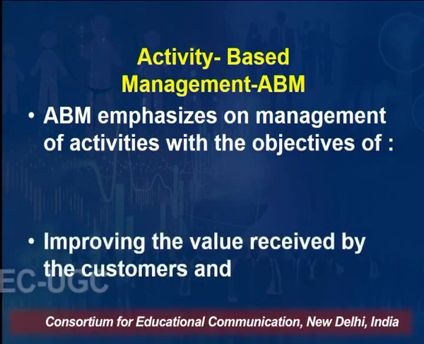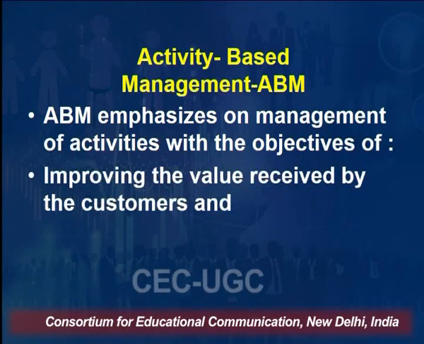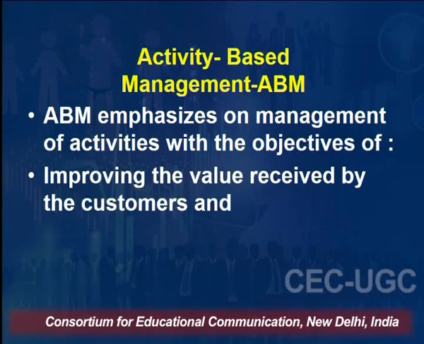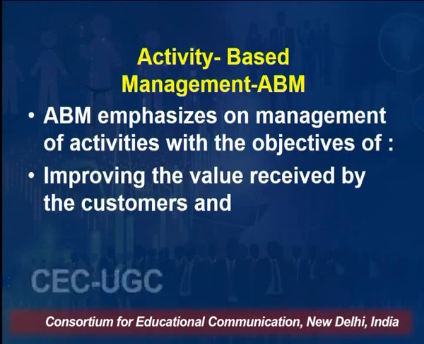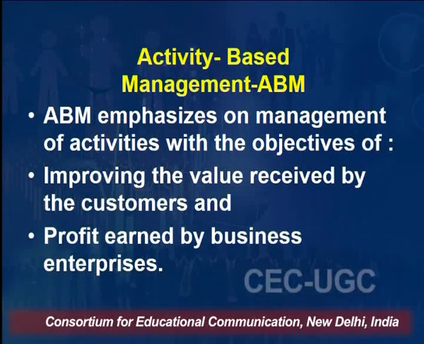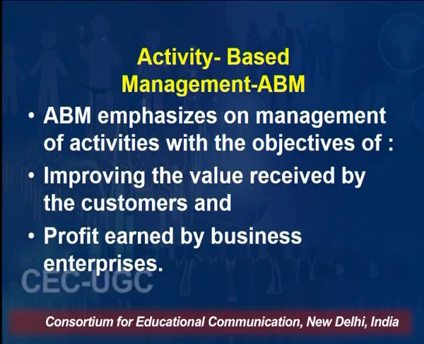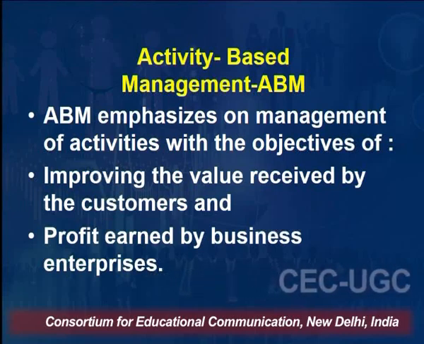Activity based management basically emphasizes management of activities with two important objectives. First is to improve the value received by the customers. So whatever value the customer is receiving needs to be improved, and the second one is the profit earned by the business enterprise. So in this entire process of activity based management, our total emphasis is on two important goals. First is to improve the value received by the customers, and the second is how to ensure that profit is maximum, or the profit earned by the business enterprise improves.